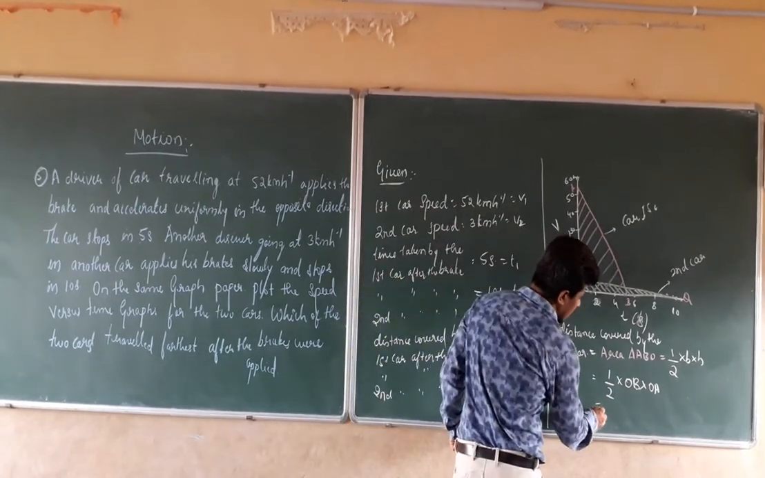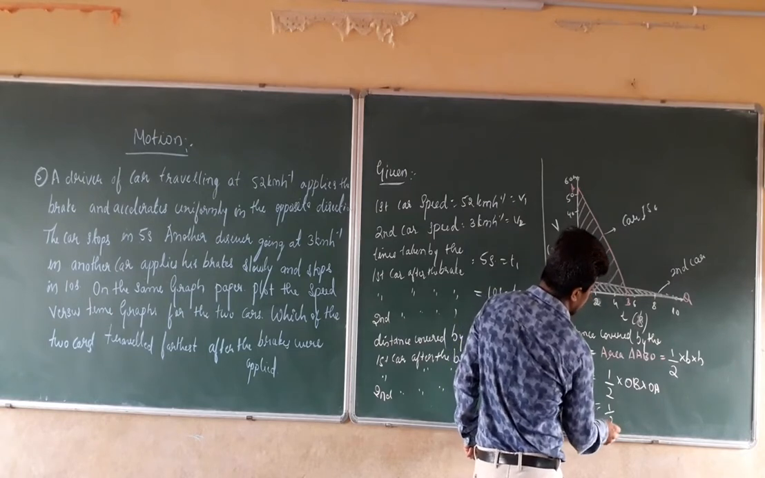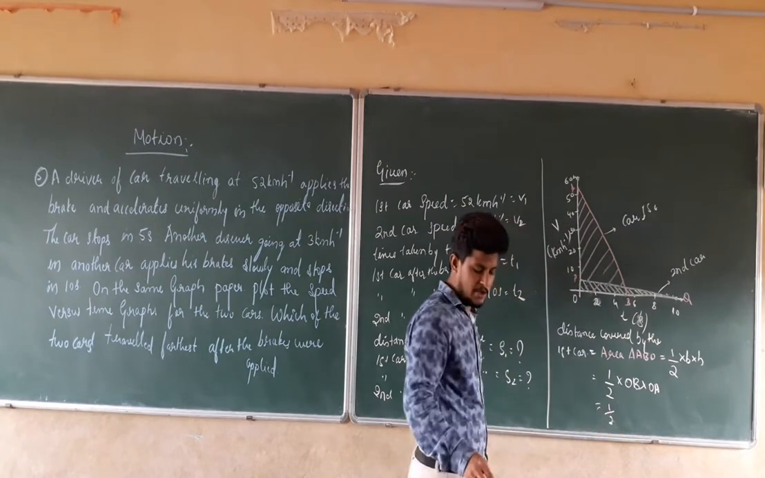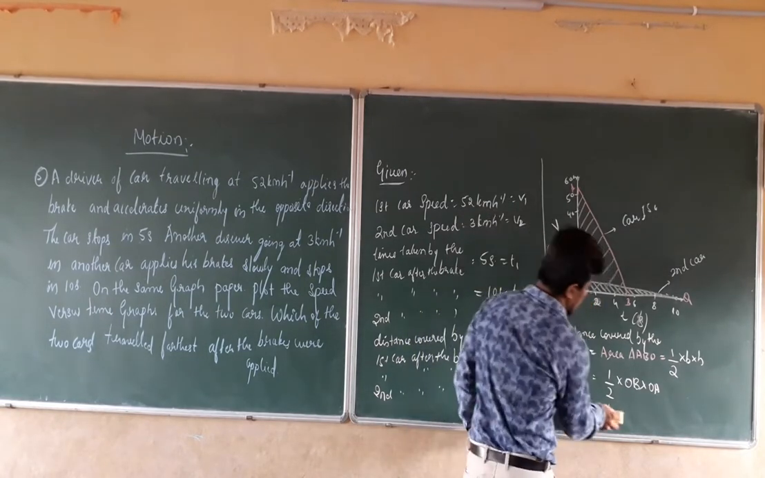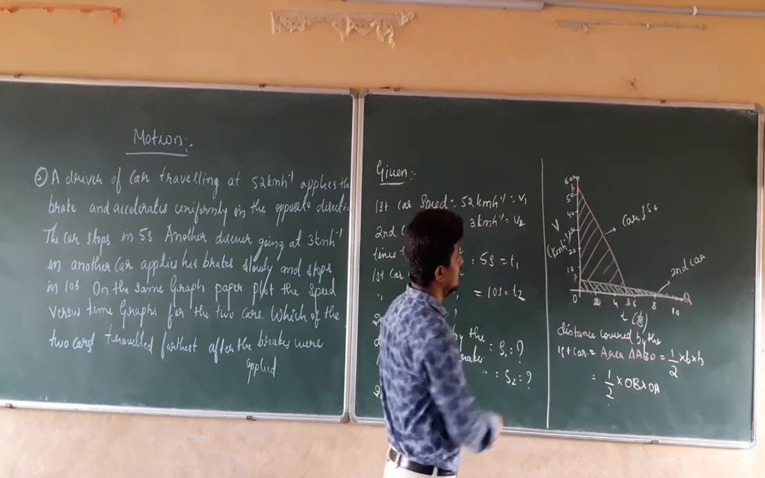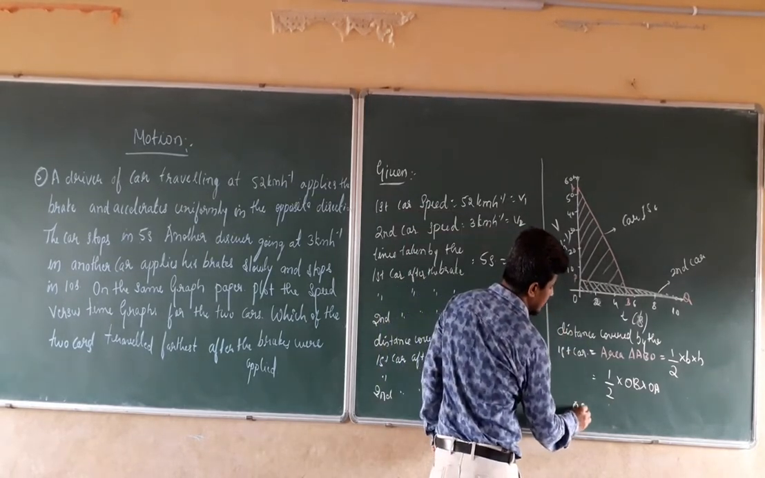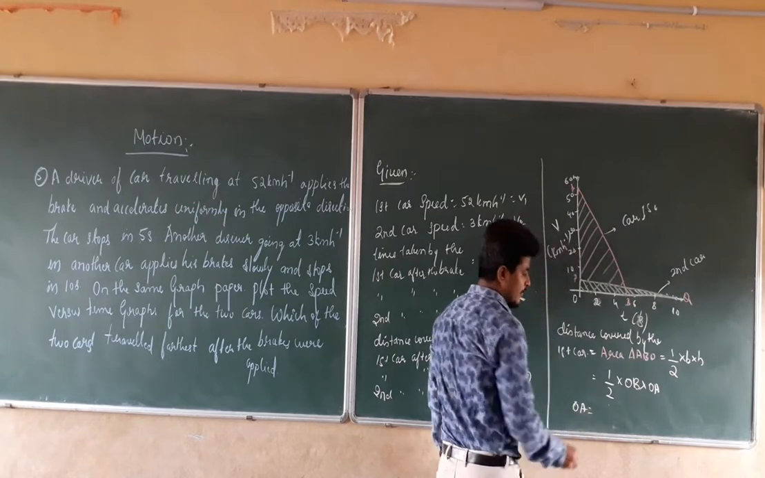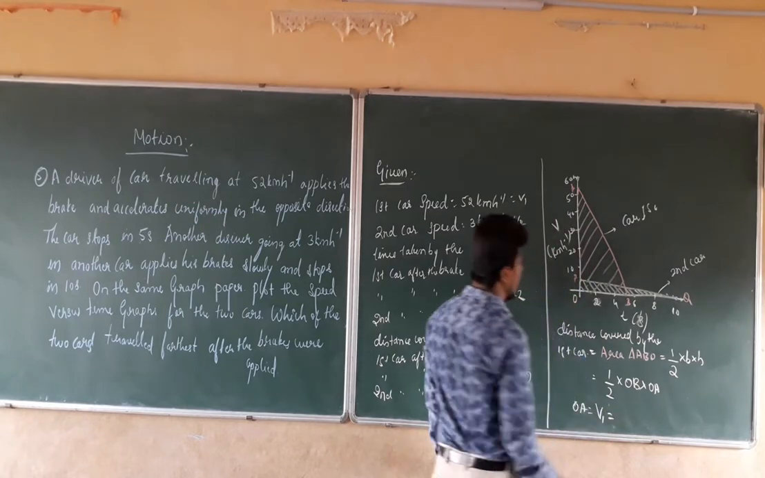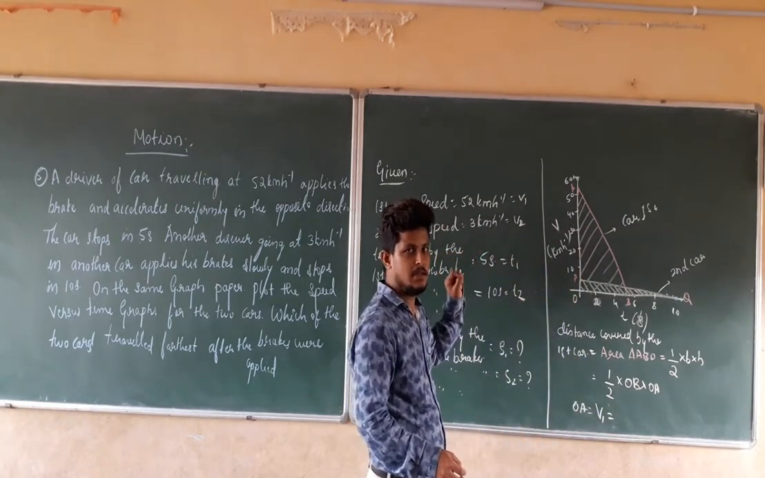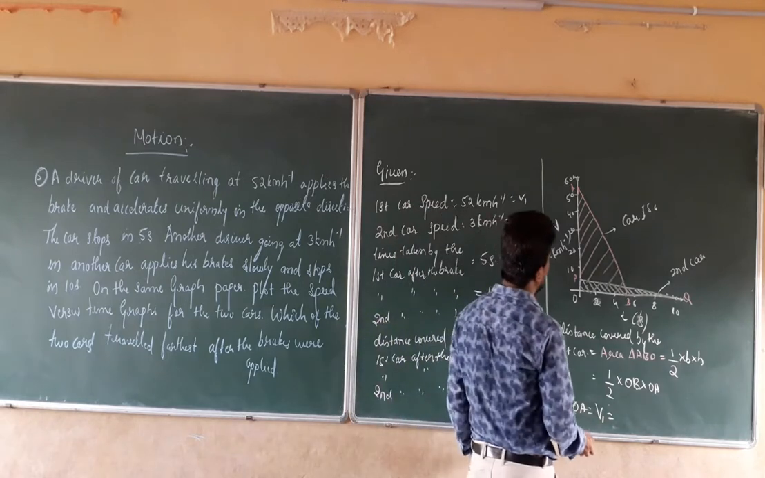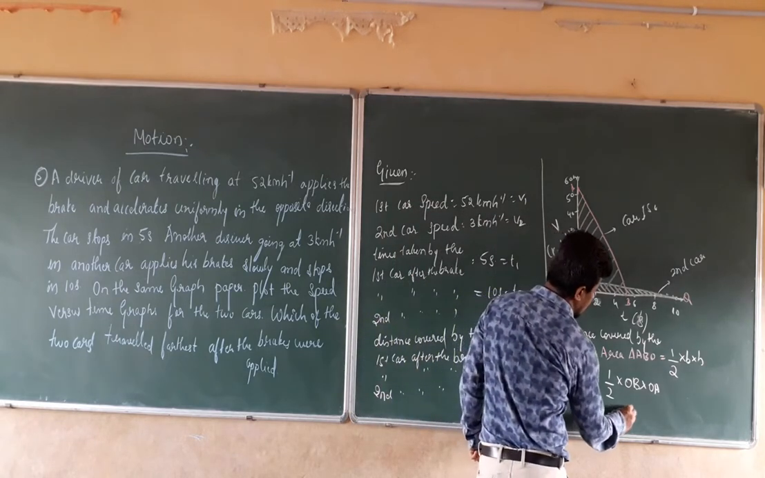So first we are going to convert those things. OA is equal to V1, the speed of car 1 at the initial point, which is equal to 52 km/h.